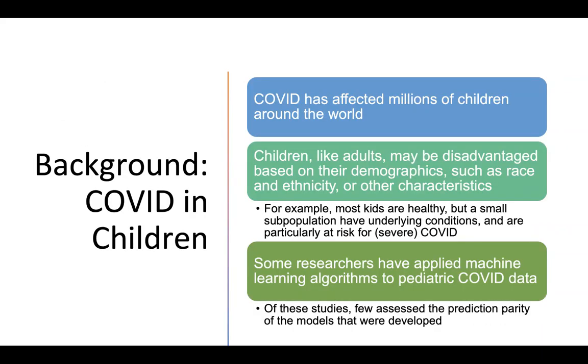So, some background. Turning our attention to the specific challenges that COVID poses in children, we acknowledge its profound impact on millions of young lives globally. Children, like adults, may encounter disparities based on demographics such as race and ethnicity. While most are resilient, a subset with underlying conditions are particularly vulnerable to severe outcomes. Some researchers have turned to machine learning algorithms, showing their capabilities to analyze pediatric COVID-19 data, but today we will aim to unravel potential disparities in this domain, recognizing the unique considerations and implications for children.